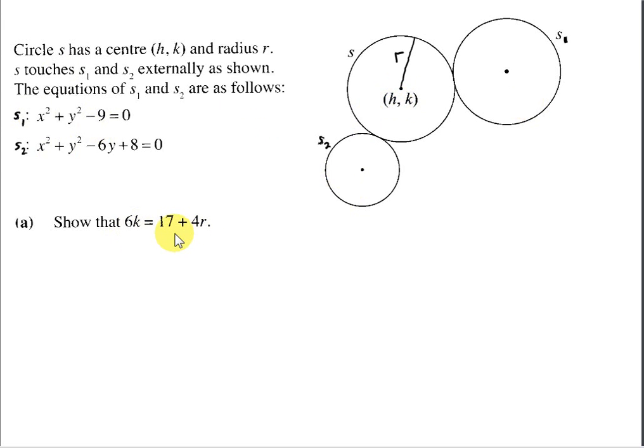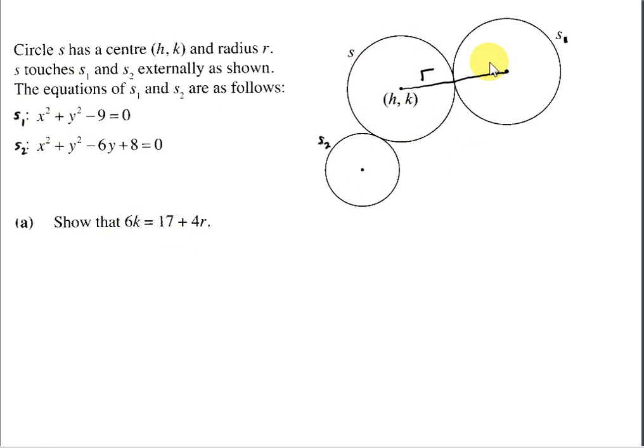So this equation gives a relation between k, the y value of the center of circle S, and the radius of circle S. Now S1 and S2 are fully specified circles. S isn't. S happens to touch both of these circles. We could show S in a different position. We could show it here. As long as it just touches S1 and S2 at one point, we have basically an infinite number of possibilities for circle S. So circle S is certainly not fully specified.